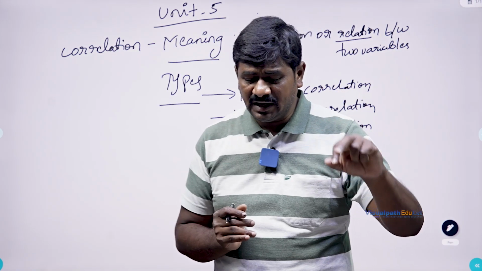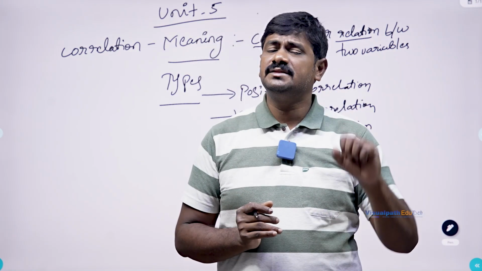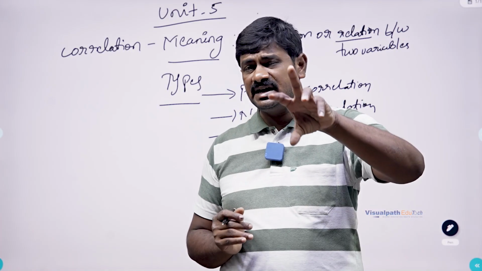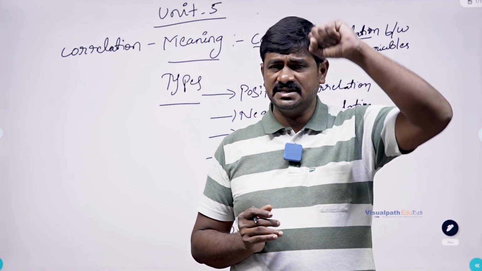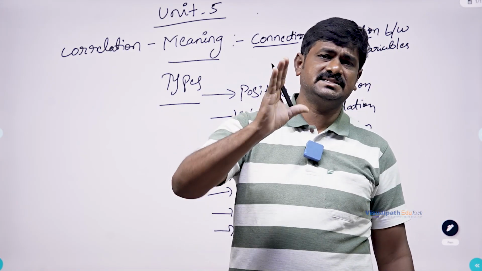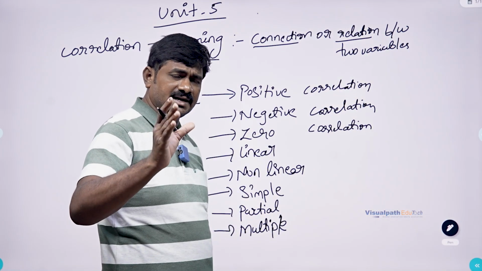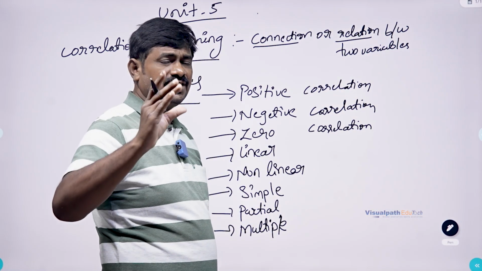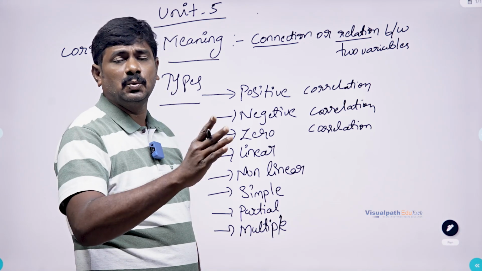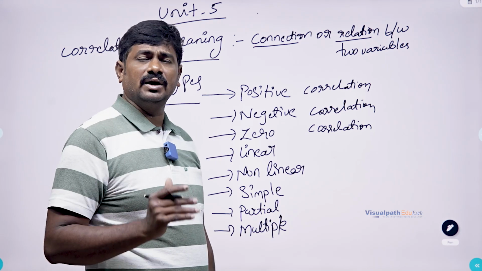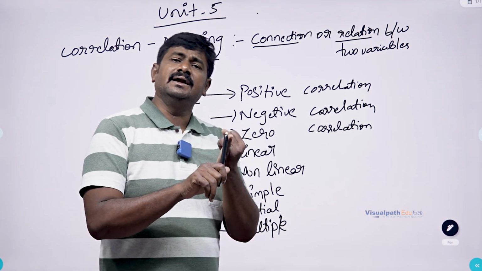Here, when two variables are affecting the situation, what are those two variables? The relationship between those two variables is nothing but the correlation. That is the meaning of correlation. Is it clear? The relationship or connection between any two variables is nothing but the correlation. Those two variables may be demand and price.